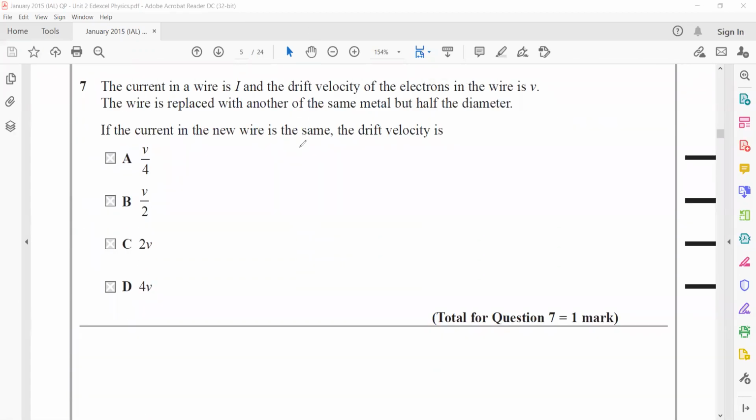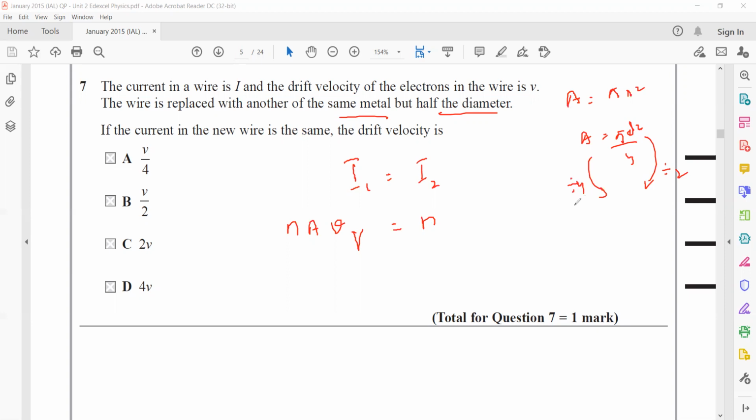The current in a wire is I and the drift velocity is V. The wire is replaced with another one of the same metal but half the diameter. The current in wire 1 is the same as the current in wire 2. For wire 1, we have the transport equation I = nAvq. For wire 2, because it's the same metal, the charge density should be the same. What about area? The diameter is half. Area is equal to πr², or area is equal to πd²/4.